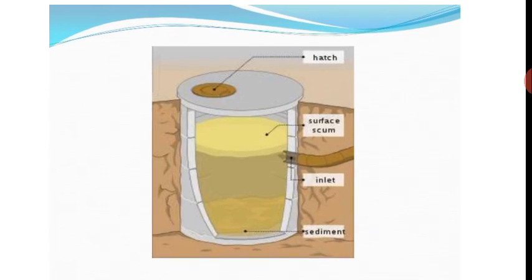If you see the layers, scum is generated at the top, and normally it looks like this color, and at the bottom you can see the sediments, which look the same color. The hatch is used for the removal of the accumulated scum after 15 or 20 years.